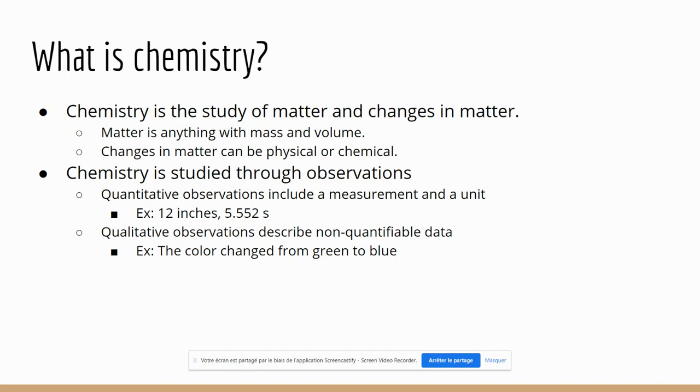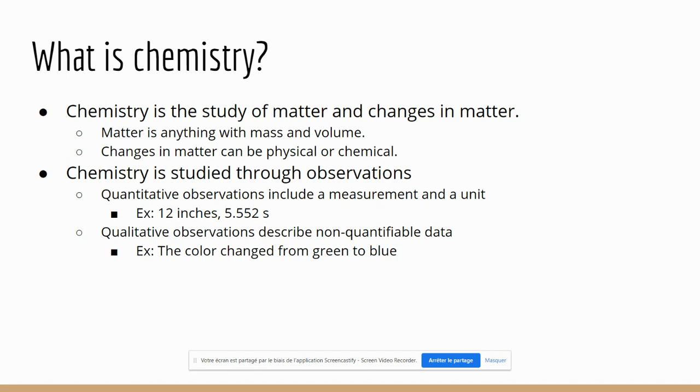And then to study chemistry, we need to observe the world around us. So there are quantitative observations. So that's anything that includes a unit and a measurement. So 12 inches, 5.552 seconds, 250 milliliters. So you need to have both components.